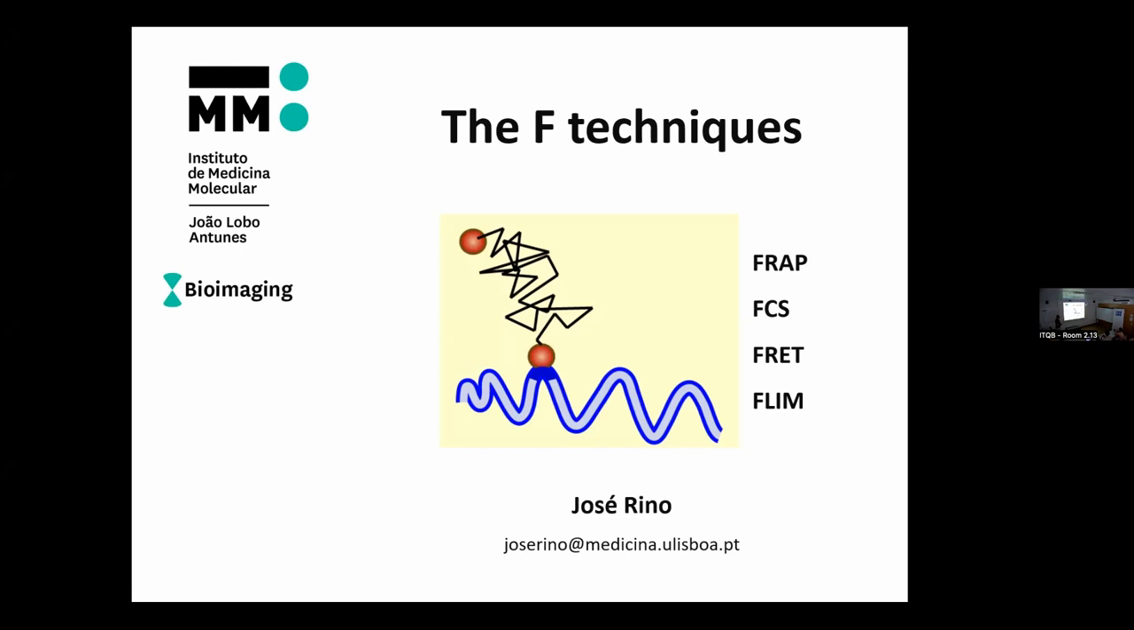I've called this the F techniques. I'm going to show you a bunch of them: FRAP, FCS, FRET, FLIM. These are all advanced fluorescence microscopy methods that we can use to probe how things work inside living cells. And I've used a few of them quite a lot as well.